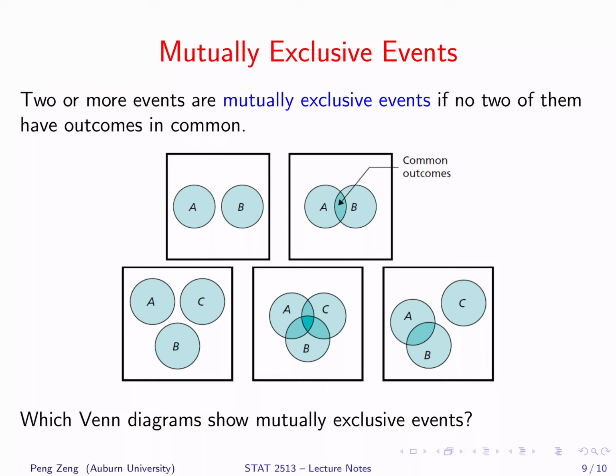An important concept is mutually exclusive. Two or more events are mutually exclusive events if no two of them have outcomes in common. It essentially means that they are disjoint. In the first diagram of the first row, A and B are mutually exclusive because they are disjoint. In the second diagram, A and B are not mutually exclusive because they share some outcomes in common.